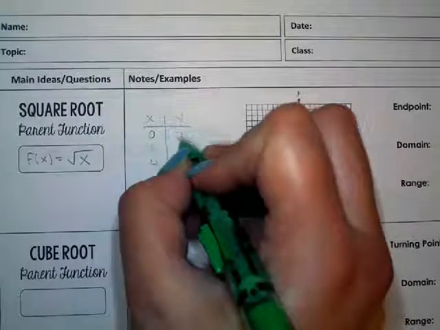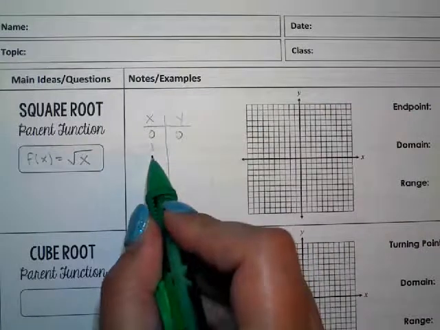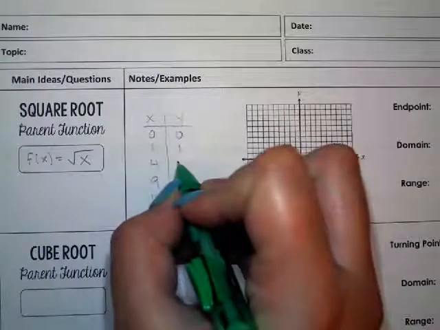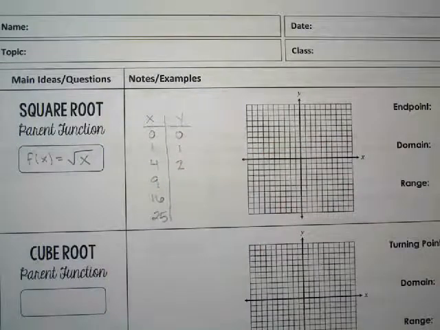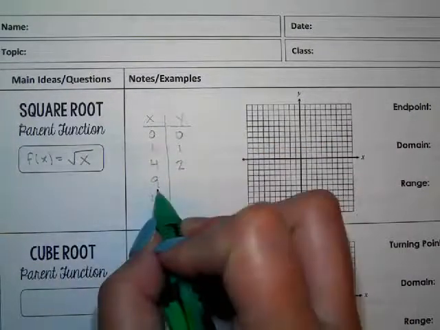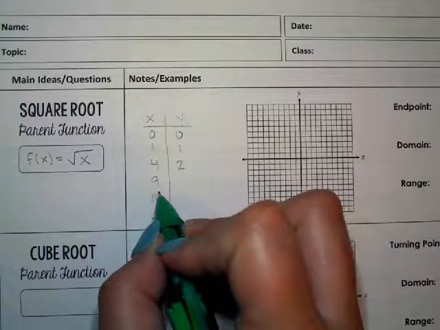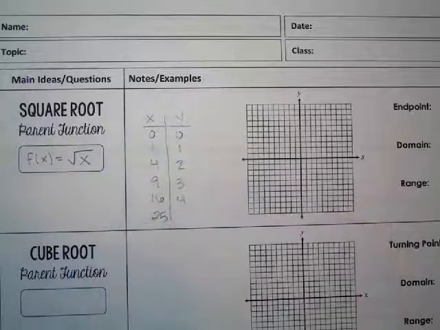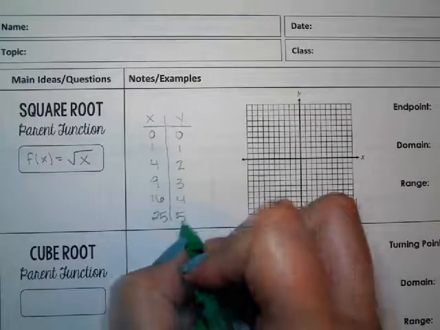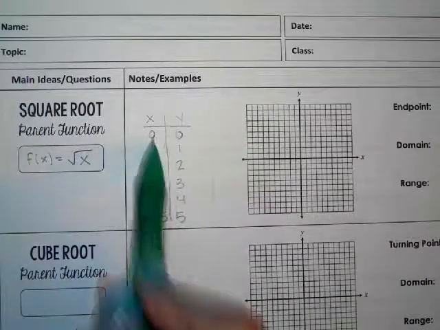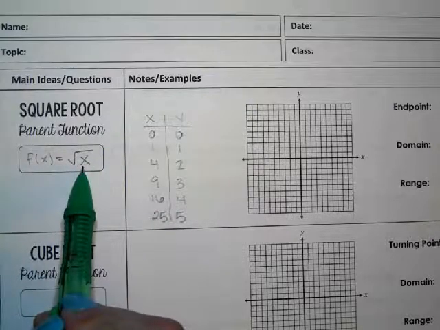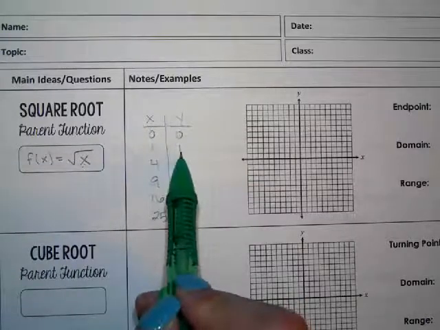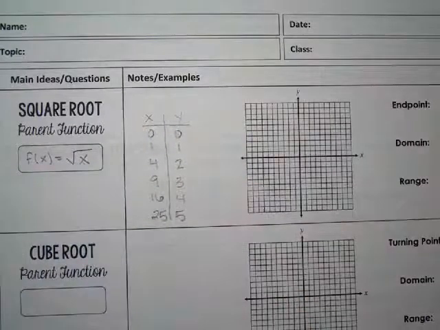You get 0. What happens when you square root 1? What happens when you square root 4? 2. When you square 4, you get 16, but when you square root it, you get 2. What happens when you square root 9? 3. What happens when you square root 16? What happens when you square root 25? Okay. So we're thinking about taking these perfect squares and plugging them in here. So square root 0 is 0, square root 1 is 1, square root 4 is 2.